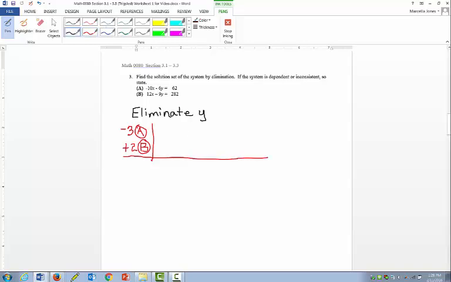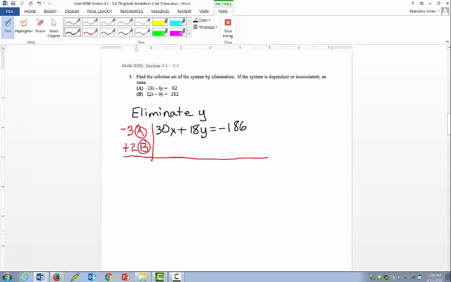So -3 times equation A is -3 times -10x. So that's 30x. -3 times -6y is +18y. And -3 times 62 is -186. And it's worth taking a minute, stopping, looking, making sure that you have actually multiplied correctly.